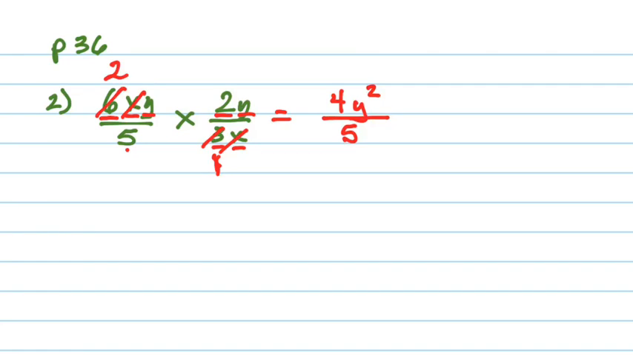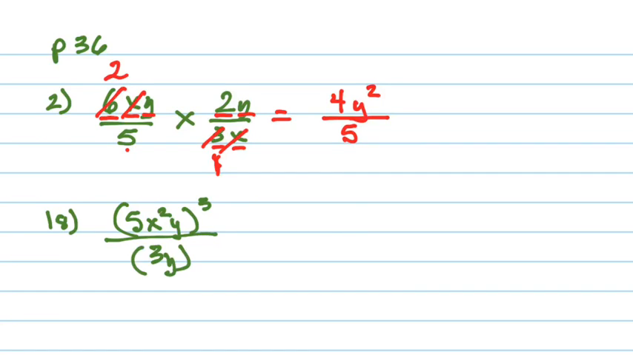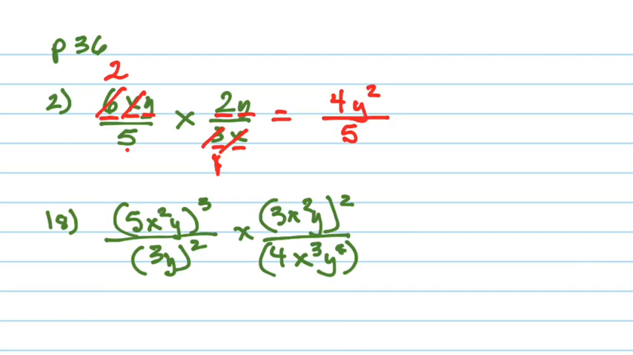Look at number 18. 18 is a good one because it's got a lot of stuff going on, so it's a lot more like something you might see on one of these exams. So we have 5x to the second y in parentheses raised to the third power over 3y raised to the second power, times 3x squared y raised to the second power over 4x to the third y to the fourth raised to the third power.